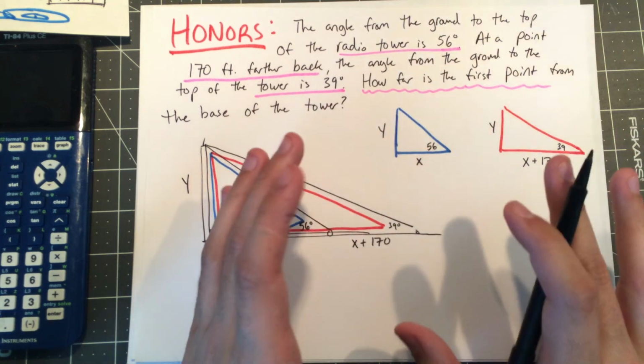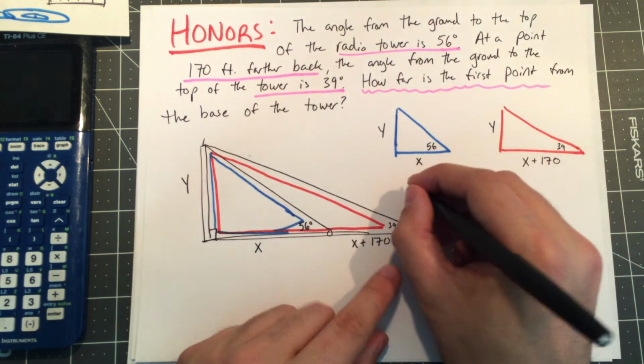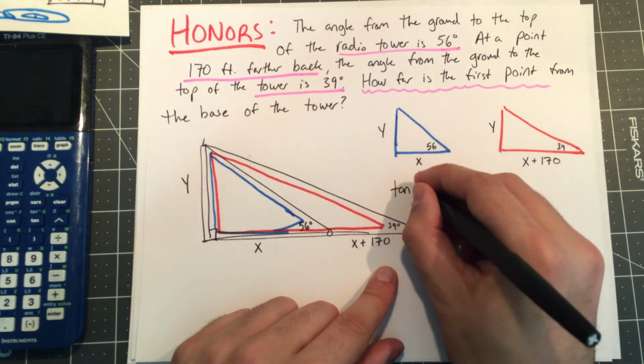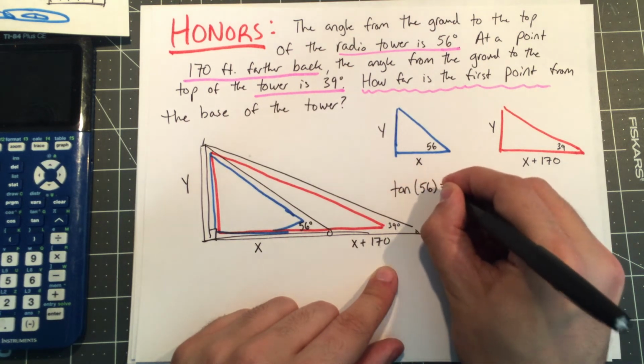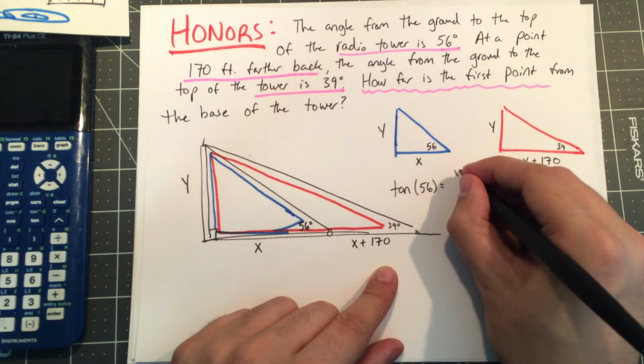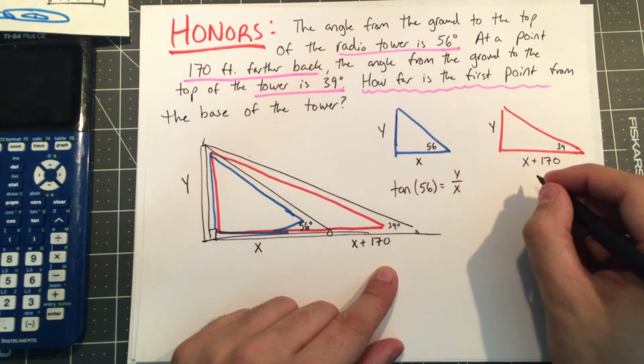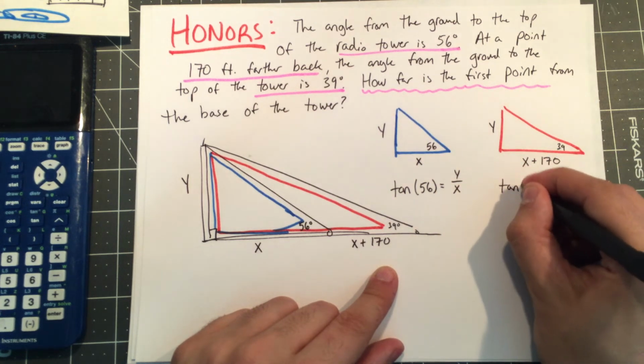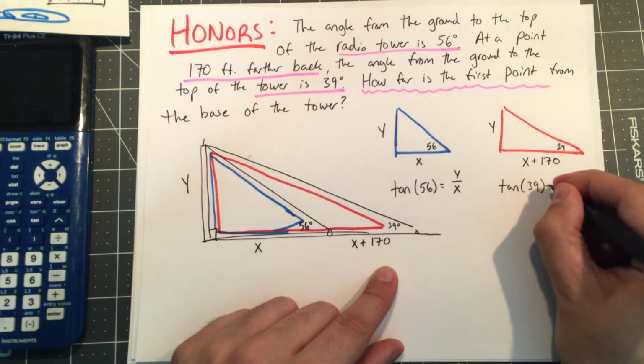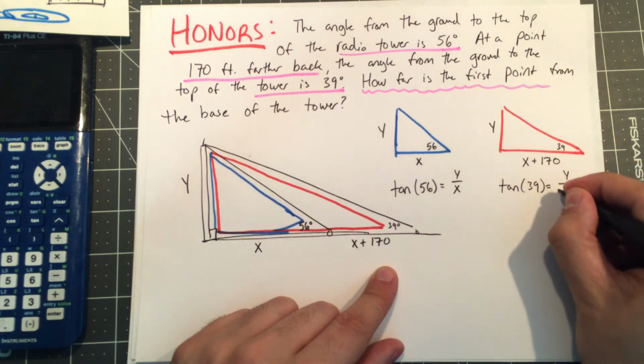Well, I'm not solving anything yet. I'm still setting up. I can set it up like this. The tangent of 56 is equal to the opposite over adjacent. The tangent of 39 is equal to the opposite over adjacent.